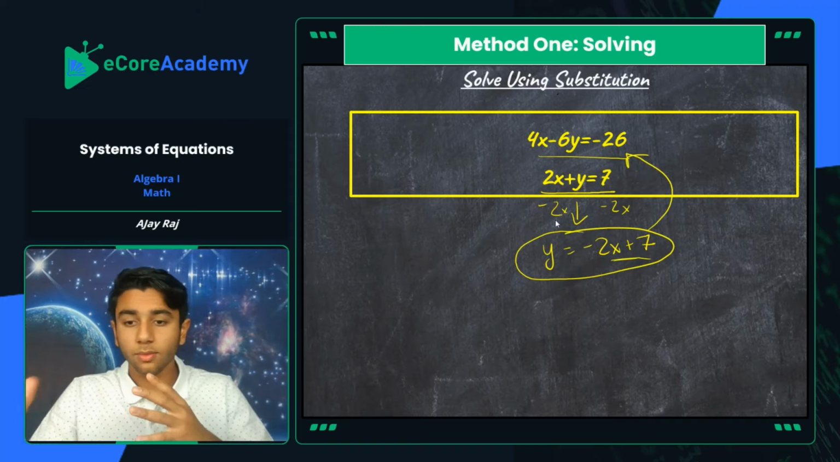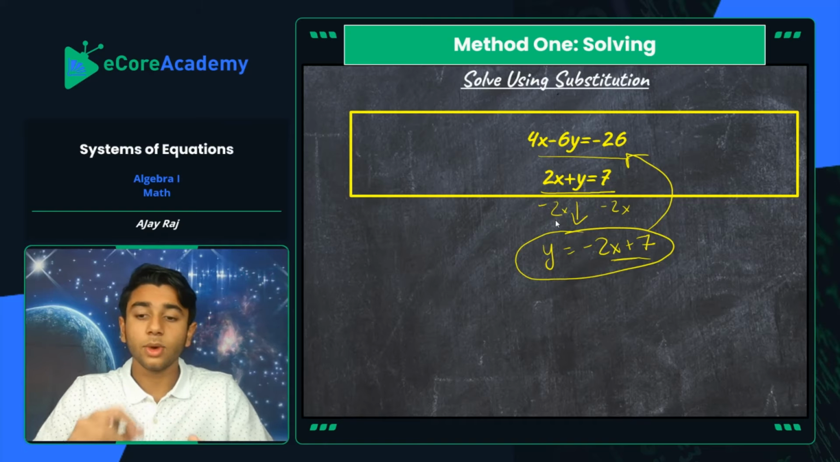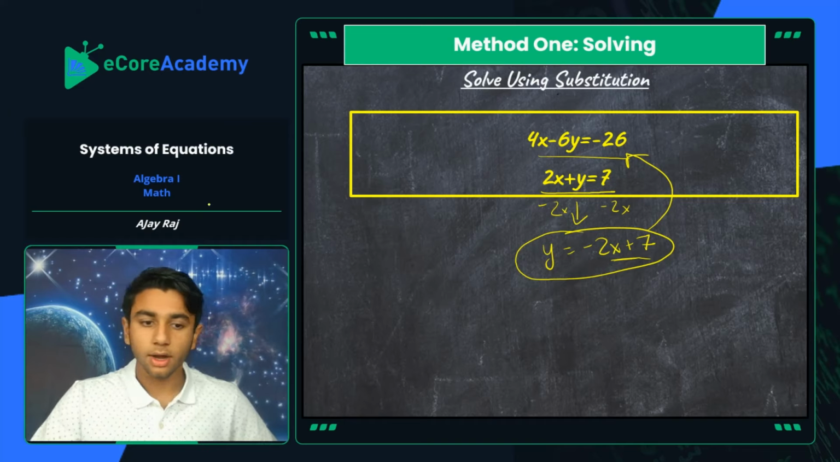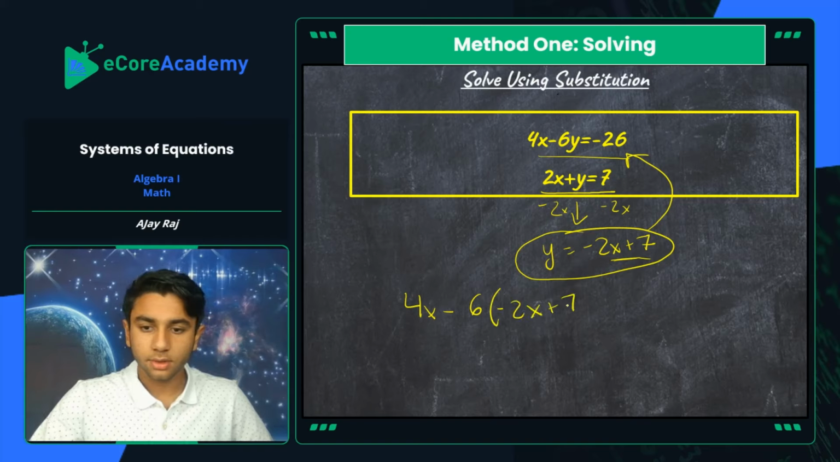Now that we've solved for what our y variable is, it's going to be y equals negative 2x plus 7. We're merely going to plug that in for our y value in the respective original first equation. So that's going to be 4x minus 6y equals negative 26. So 4x minus 6, we know what our y value equals, so we're just going to substitute that for y. Negative 2x plus 7, and that equals negative 26.